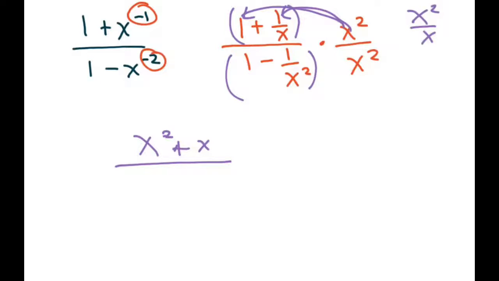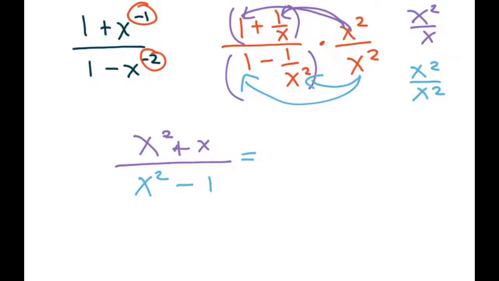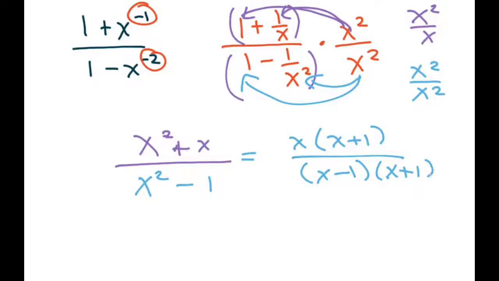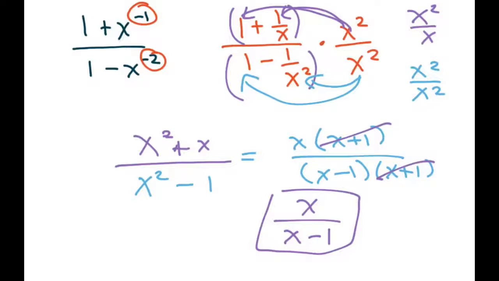And then for the denominator, multiply these two, and you just get x squared. And that's going to be a minus. And when you multiply these two, that's just x squared over x squared. And that just equals 1. So you want to factor this out a little bit. You're going to get x times x plus 1. And the denominator is going to be x minus 1 times x plus 1. And these two would cancel. And you'd have x divided by x minus 1, which would be your final answer.